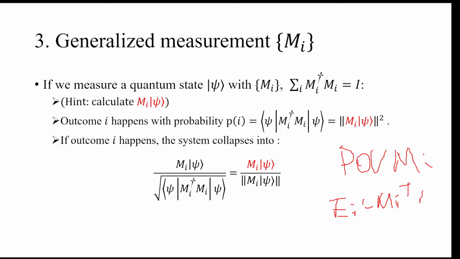I think we are missing this. E_i, that's M_i dagger M_i, and you have the summation over i of E_i equal to identity. Okay, so those are POVMs, and you can use POVMs to calculate the measurement probability.